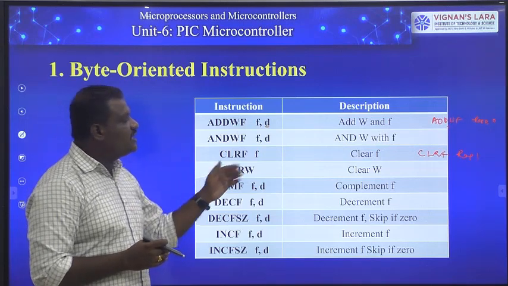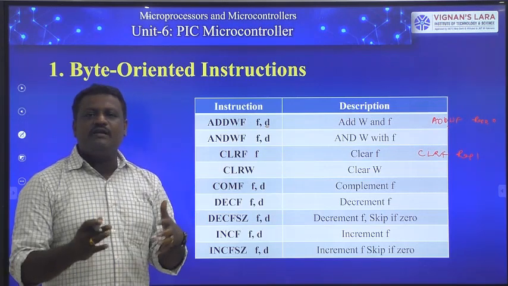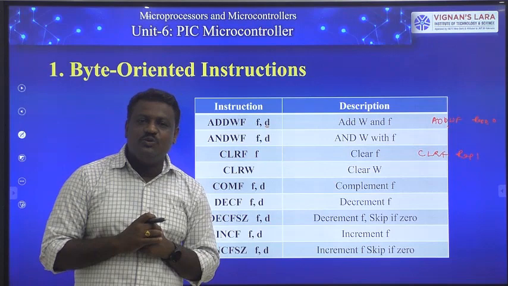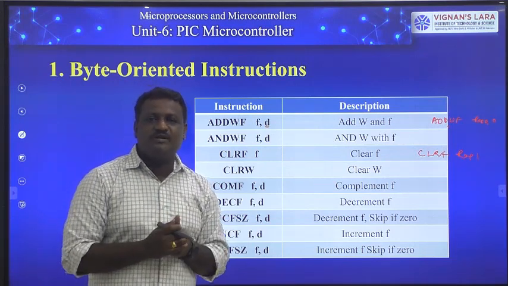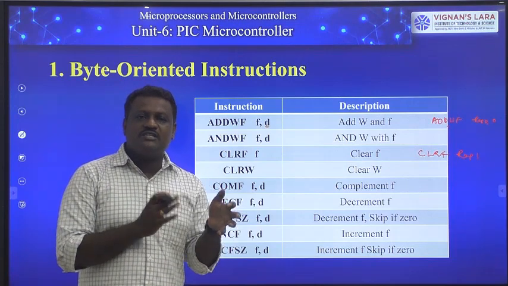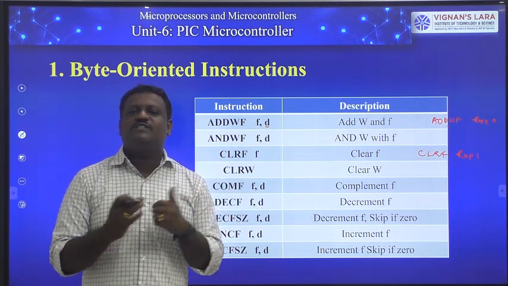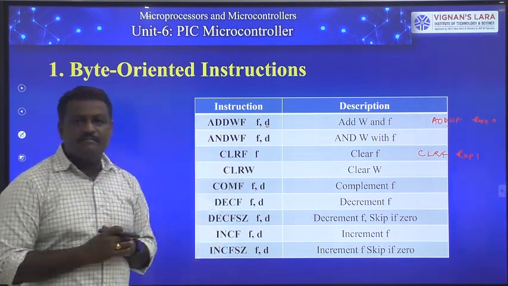Next is CLRW. That means clear working register W. That means load 00H onto working register W. Load each and every bit position of working register W with a 0. That is the meaning of this.